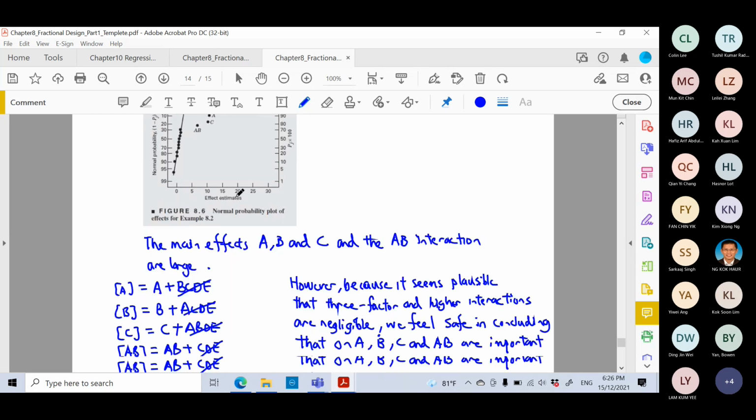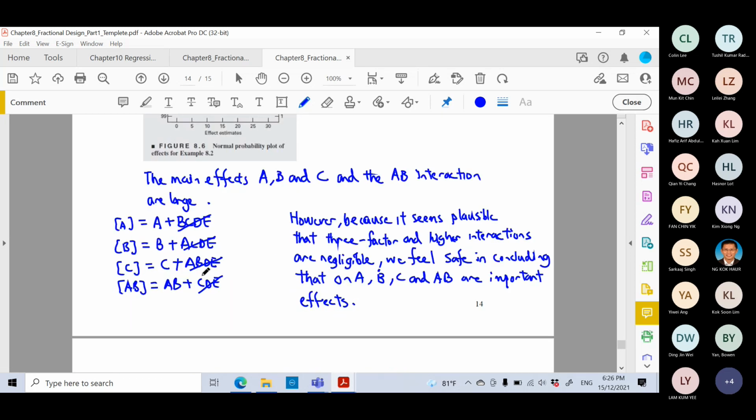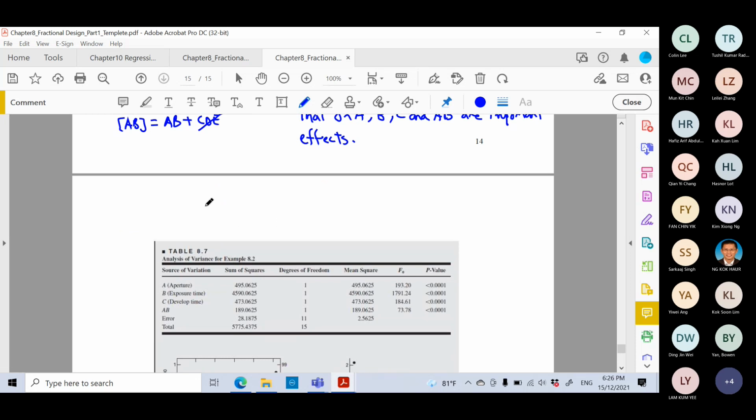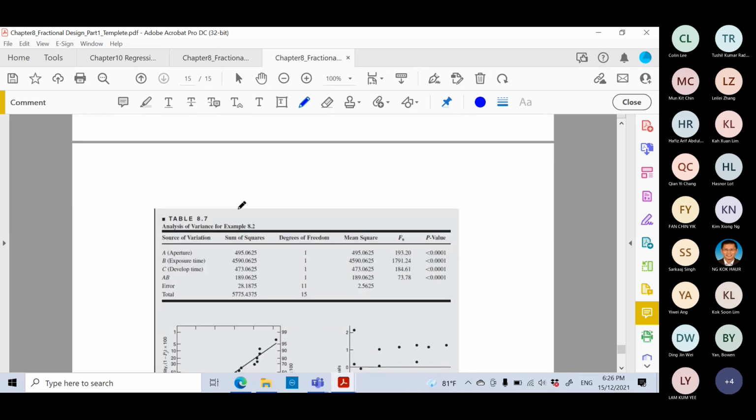Then, to confirm the factors A, B, C here, they run another analysis with A, B, C, and AB. They confirm that really all these factors are important factors.